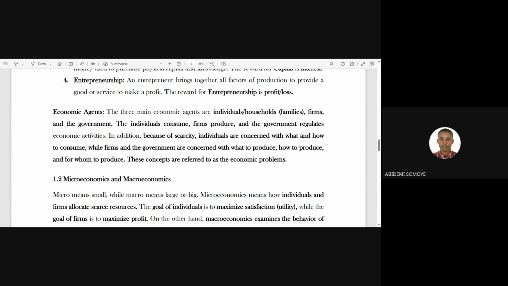All right. So while the firms and the government are concerned with what to produce and how to produce and for whom to produce, these concepts are referred to as economic problems. All right.